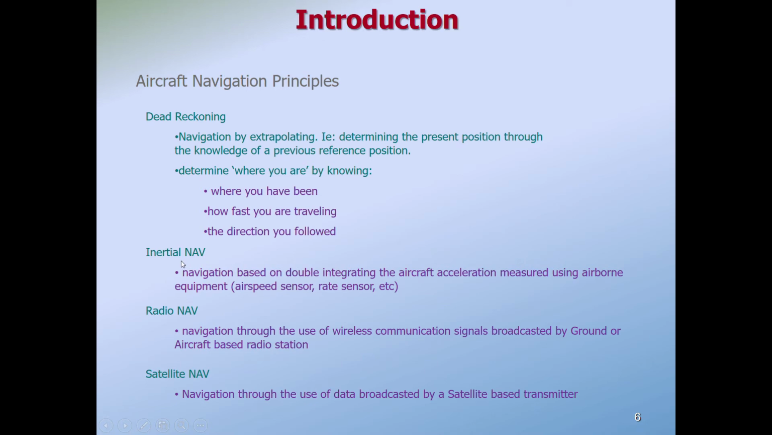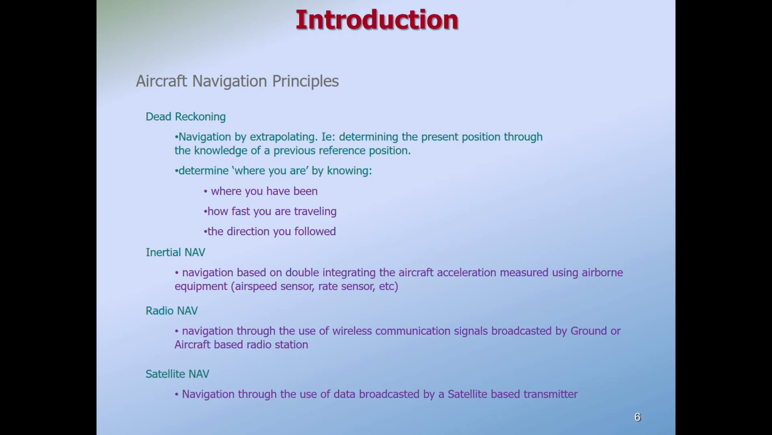INS is initial navigation based on double integrating the aircraft acceleration measured using airborne equipment, for example, airspeed sensor and rate sensor. Rate is with respect to time, and so on. Also, radio navigation, which is navigation through the use of wireless communication signals broadcast by ground or aircraft-based radio stations.